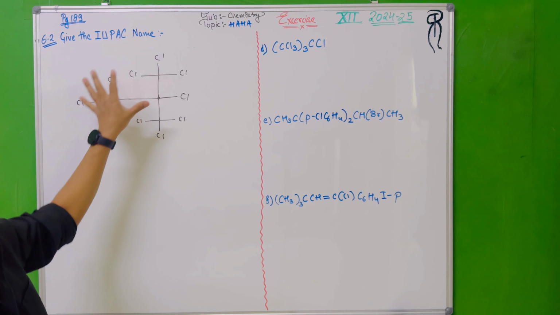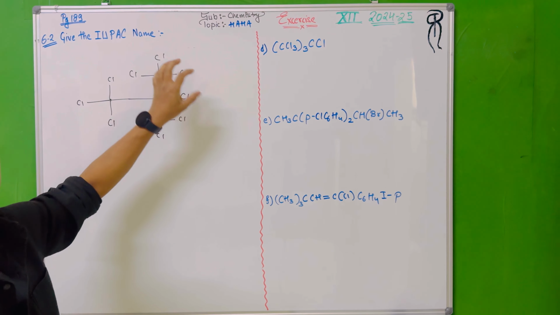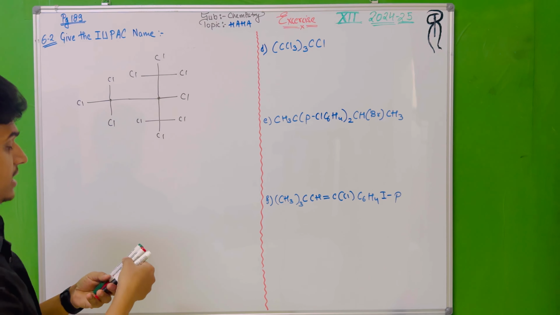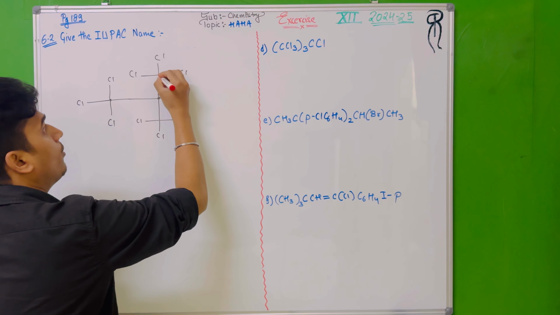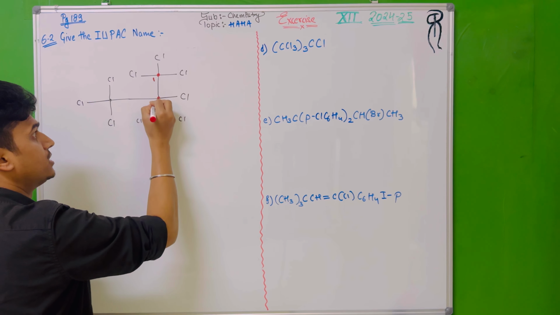So can you see the structure looks so beautiful now? It was looking so concise over here, but here it is quite expanded. Okay, so let us start naming it. Now in the parent chain we have 1, 2, 3. So this is our 1, this is our 2, this is our 3 carbon.